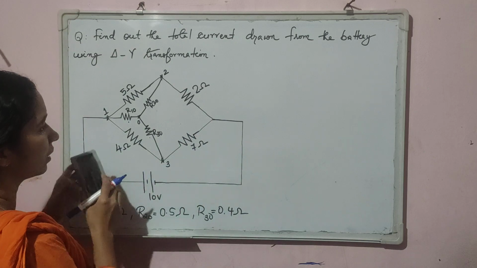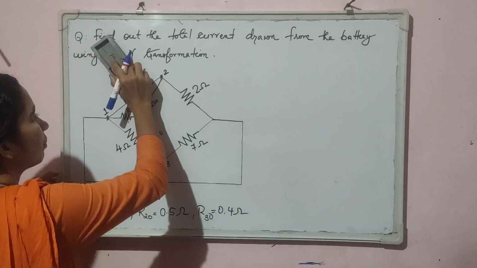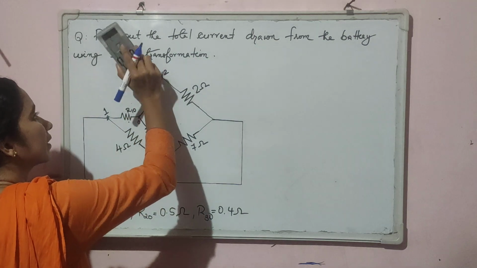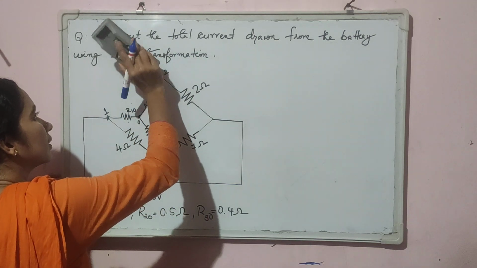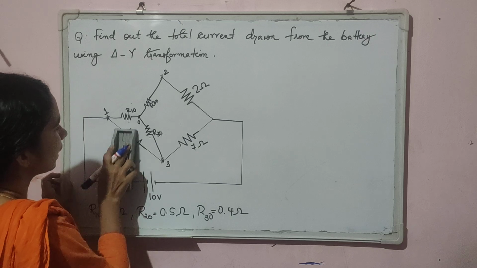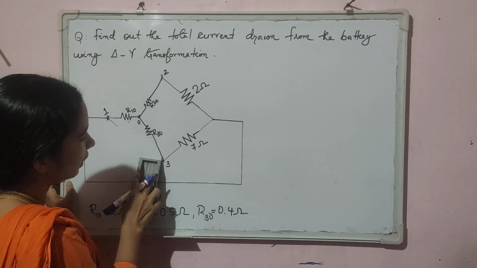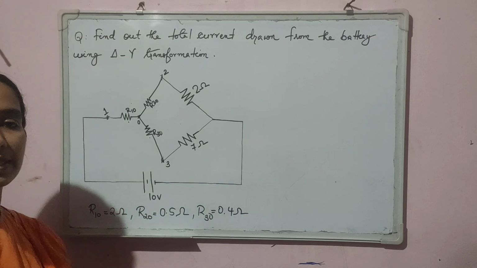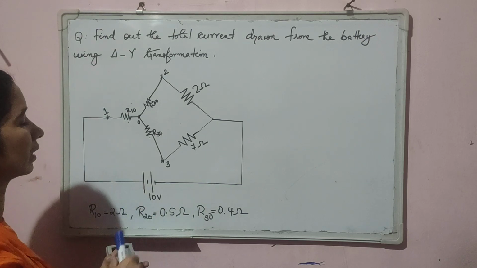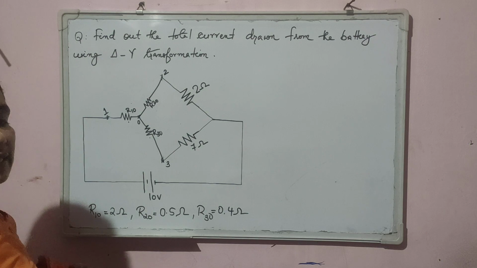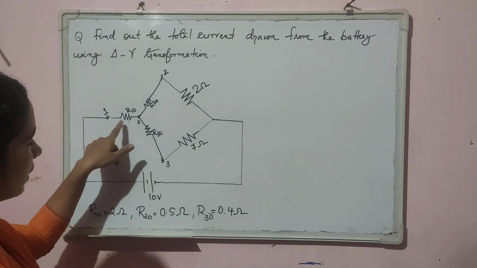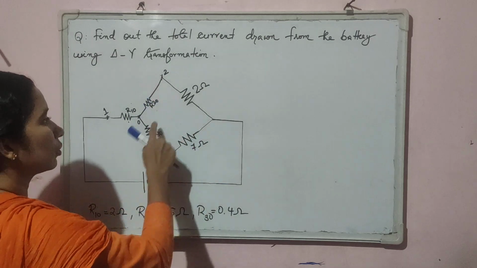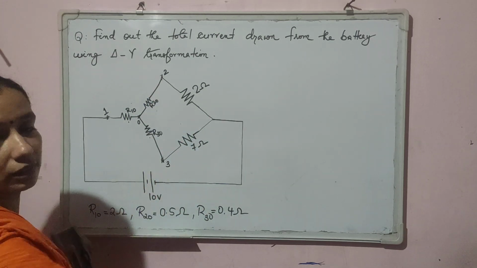I'll draw it again. We have to replace the delta by the equivalent star that we have calculated. We are replacing the original delta network which was there. So on replacing the delta by the star, the network will look like this. There is a resistor between 1 and 0, then one between 0 and 2, and 0 and 3, like this.